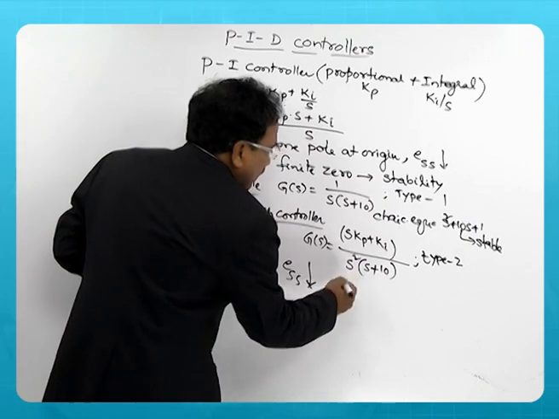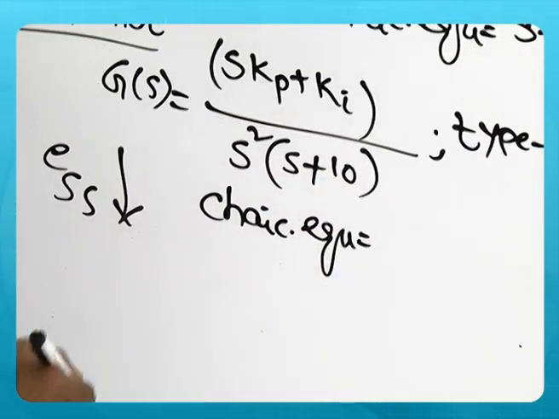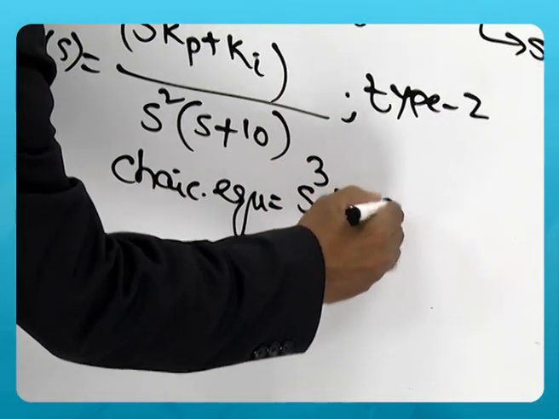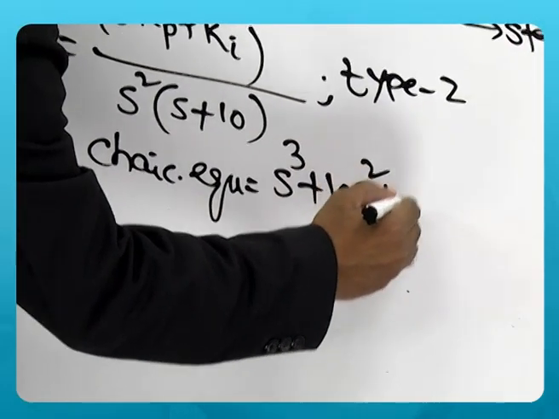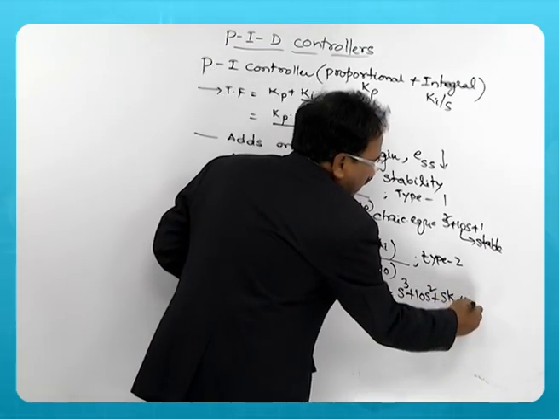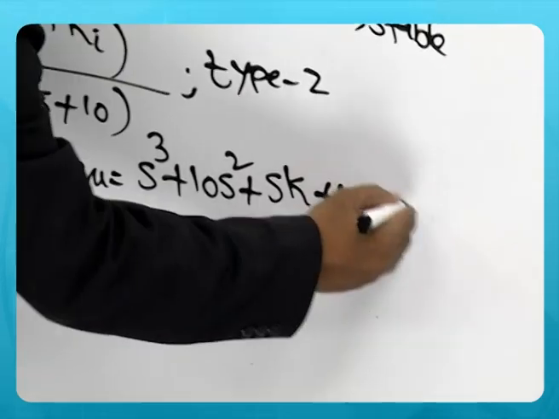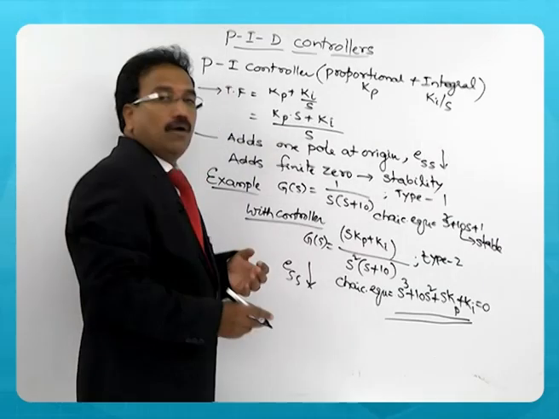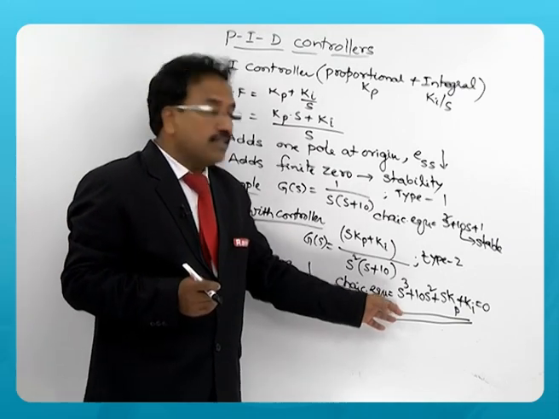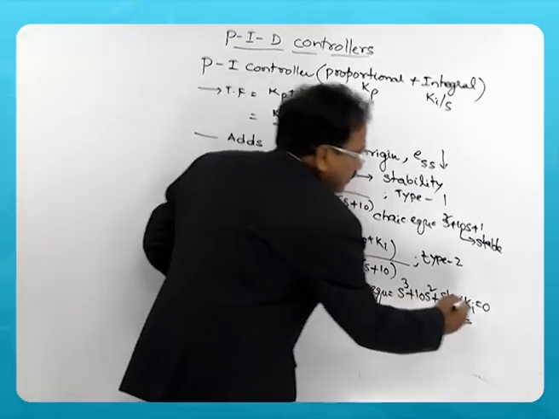Now looking at the characteristic equation of the system with controller, it becomes s cube plus 10s square plus s kp plus ki. So the characteristic equation also has got all the terms, meaning no term is missing in the characteristic equation because of combining kp and ki. So still the system is stable.